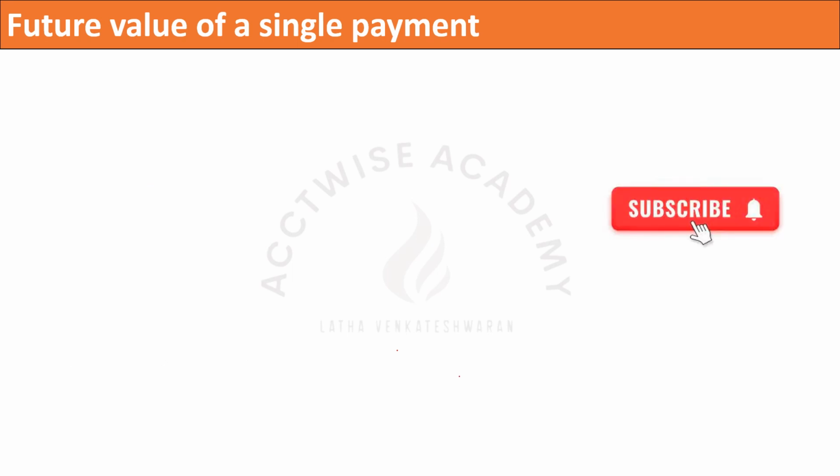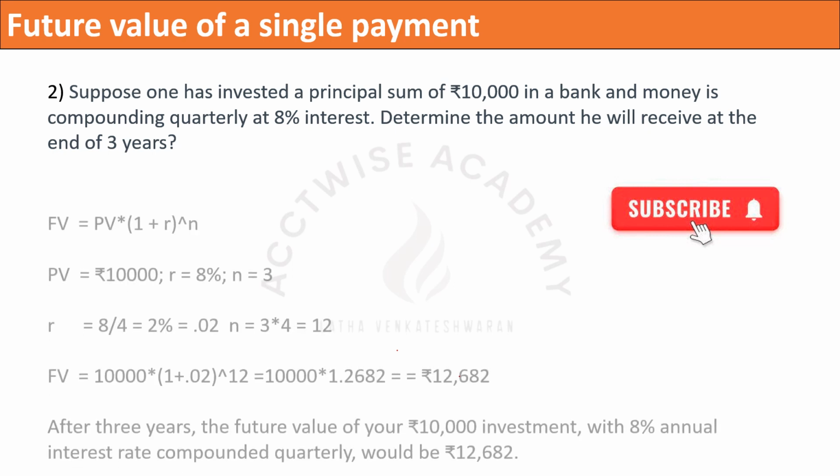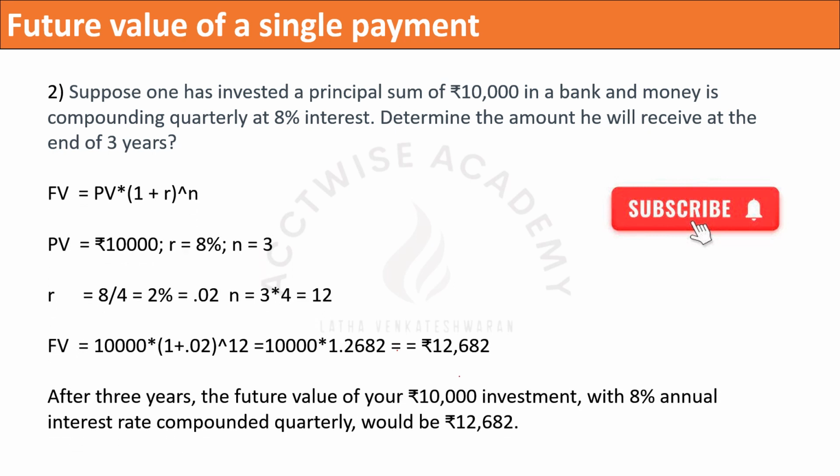Shall we see another problem? Okay, so the problem is, suppose one has invested a principal sum of rupees 10,000 in a bank and money is compounding quarterly at 8% interest. Determine the amount he will receive at the end of 3 years. So, let us see the solution now.